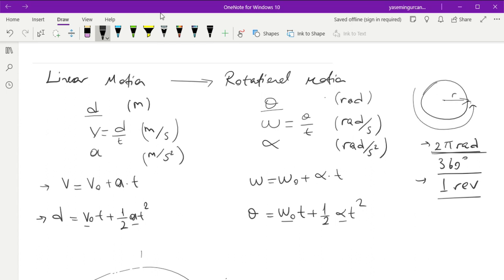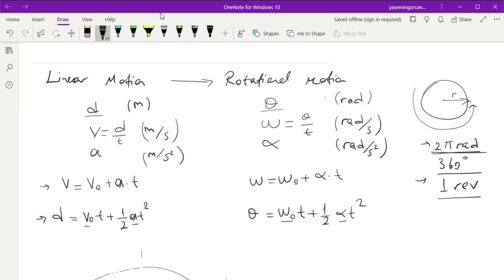But in general rotational motion, you can change your speed, which is rotational speed, and you can change your radius. They're all changeable parameters of the motion. So now we will be seeing more general rotational motion.